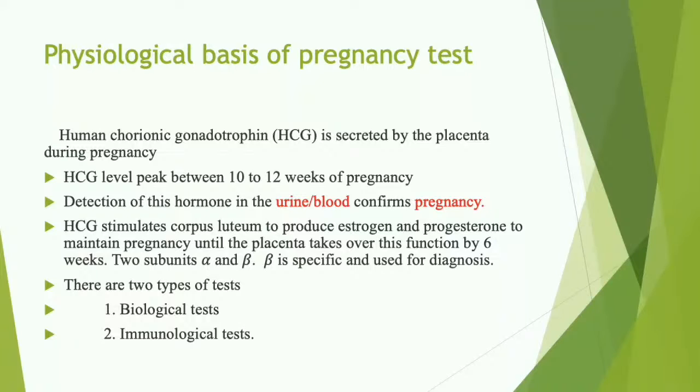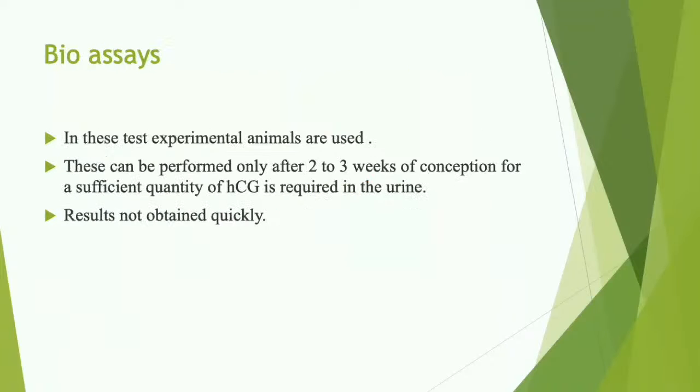Now HCG has got two components, alpha and beta. Beta is more specific and used for the diagnosis of pregnancy, right? So the basis for this test can be either a biological test or an immunological test. Now if it is a bioassay, as the name suggests, it has to be done on an experimental animal.